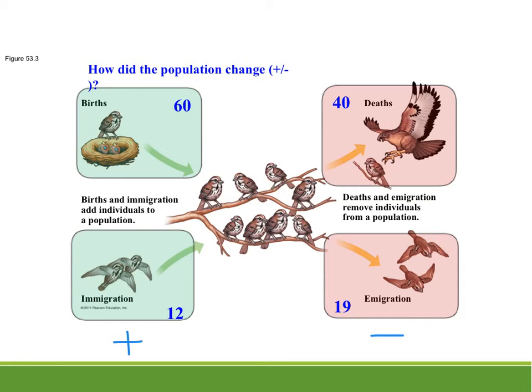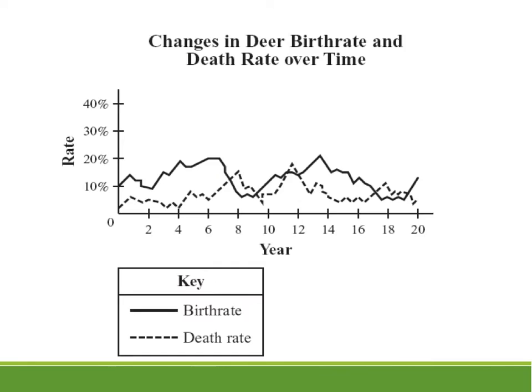If we look at this particular population of sparrows, if we have 60 born and 12 moving in, we're having an increase of 72. And then if we have 40 die and 19 move out, we have a decrease of 59. So overall, if you have 72 coming in and 59 going out, we are seeing a population increase. It is a positive population growth rate. There will be more sparrows at the end of this time period than there were when we began.